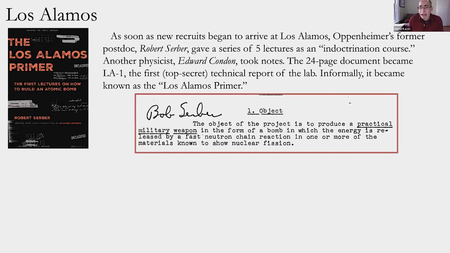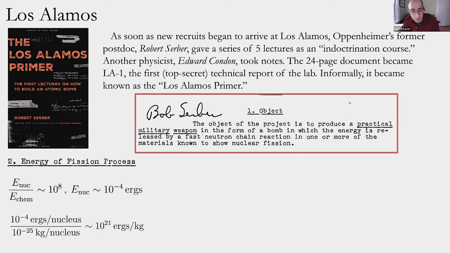So this is from the actual document, the actual primer. On page 1, the first thing he tells these people when they meet together in Los Alamos is the following. "The object of the project is to produce a practical military weapon in the form of a bomb, in which the energy is released by a fast neutron chain reaction in one or more of the materials known to show nuclear fission." Lest there be any doubt, basically, we're here to build bombs. That's literally the first thing he says in these notes.